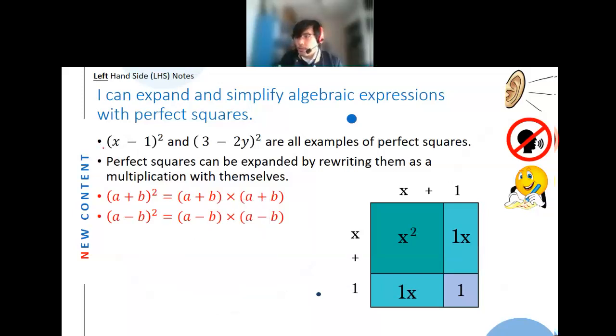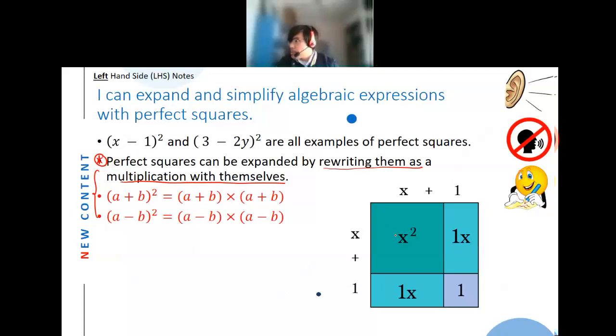Now, what I need you to write. The first one is just an example, so I don't think we need to write that. Let's start from this point forward. Rewrite them as a multiplication with themselves. That's what we want to do.